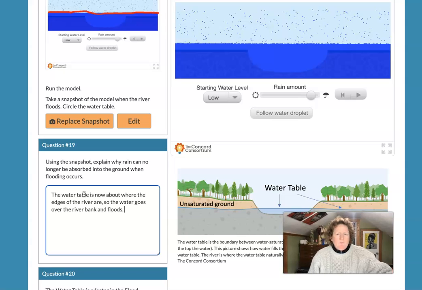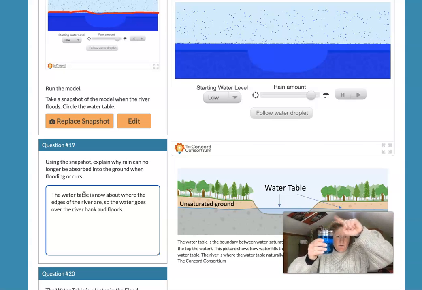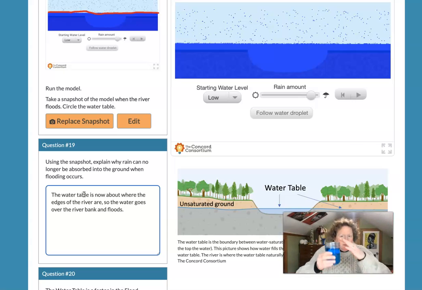Basically, we've kept adding water and adding water and adding water until the glass is overflowing, or in this case, the river is overflowing.